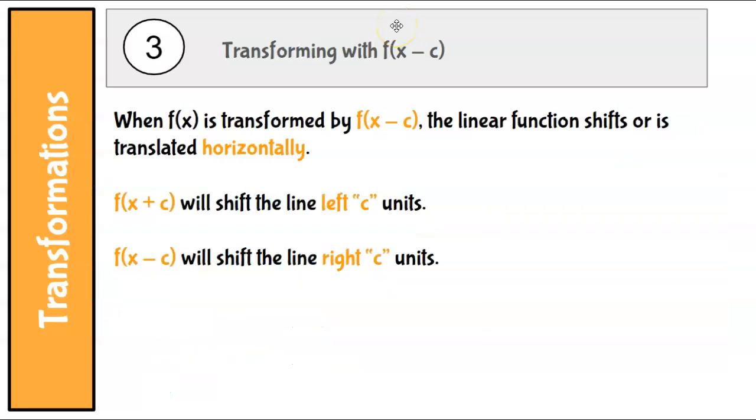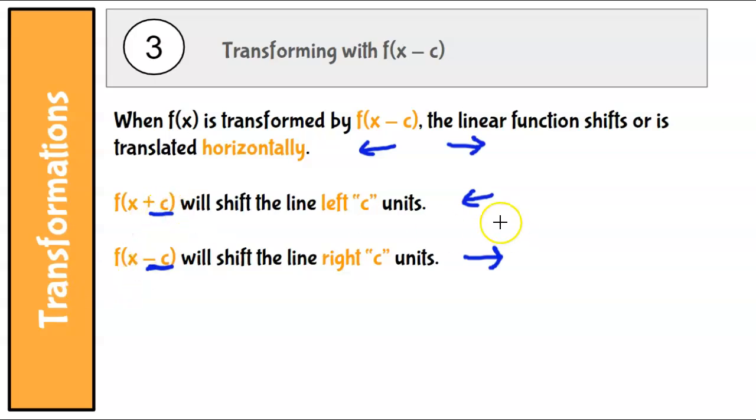Now let's talk about when f of x is transformed with minus c on the inputs. When f of x is transformed by f of x minus c, inside the parentheses, the linear function shifts or is translated horizontally. By horizontally, we mean it's going to go left or right. So f of x plus c will shift the line left, and f of x minus c will shift the line right. That may be surprising to you, but it's what happens.